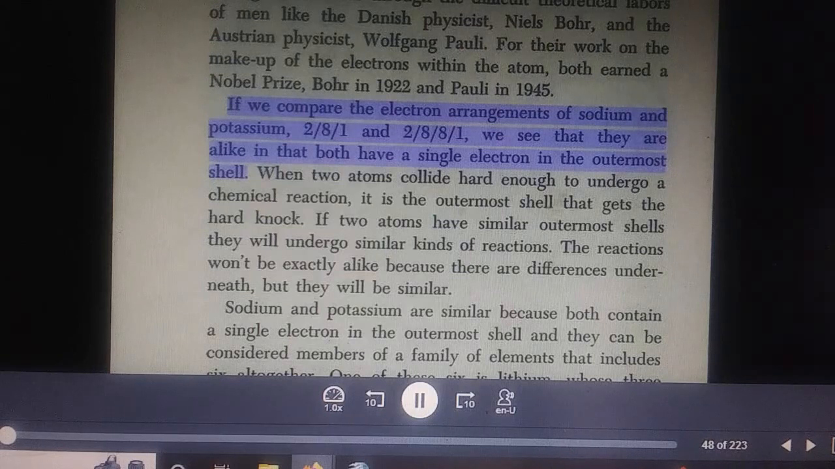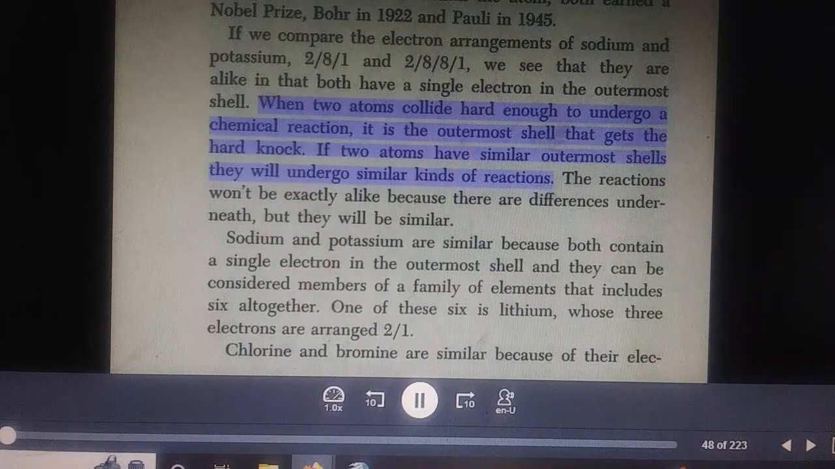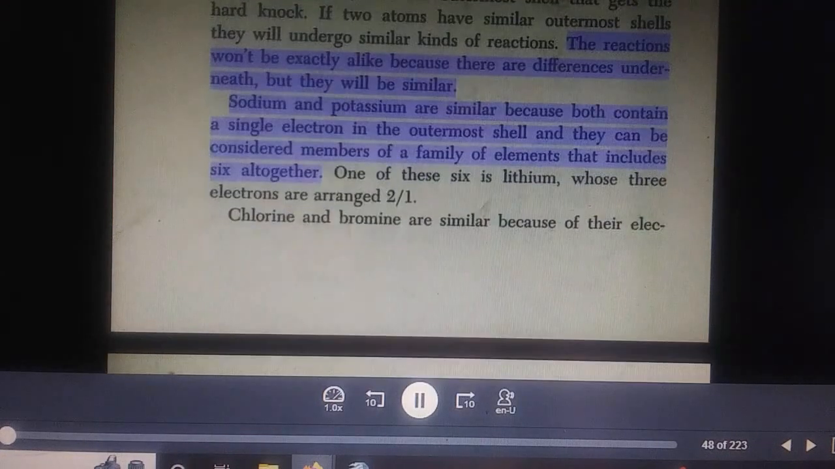If we compare the electron arrangements of sodium and potassium, 2/8/1 and 2/8/8/1, we see that they are alike in that both have a single electron in the outermost shell. When two atoms collide hard enough to undergo a chemical reaction, it is the outermost shell that gets the hard knock. If two atoms have similar outermost shells, they will undergo similar kinds of reactions. The reactions won't be exactly alike because there are differences underneath, but they will be similar.